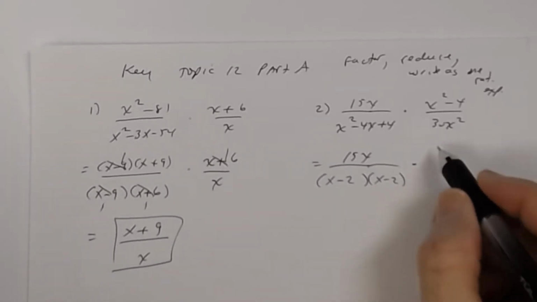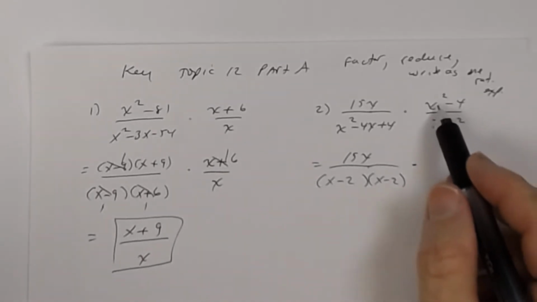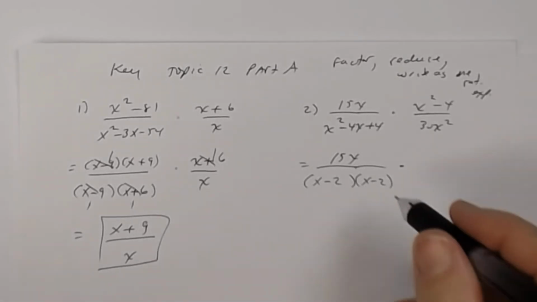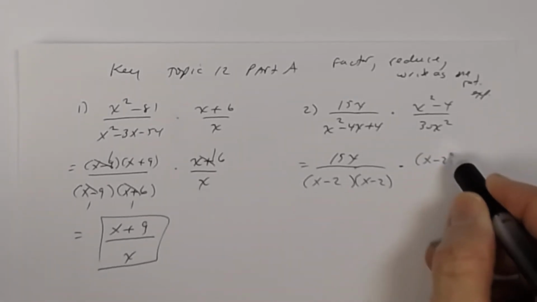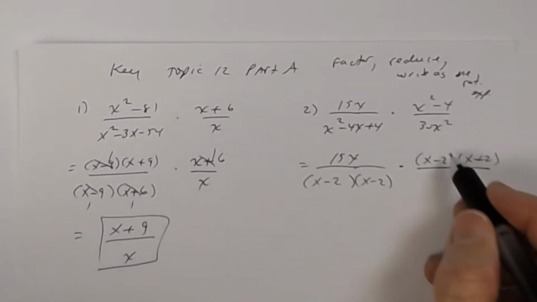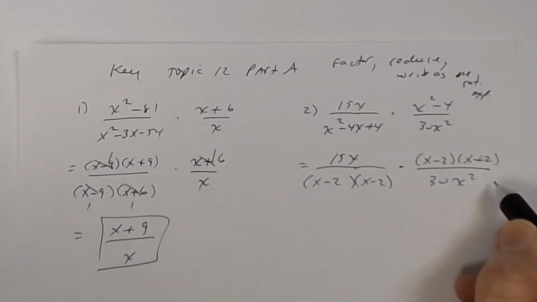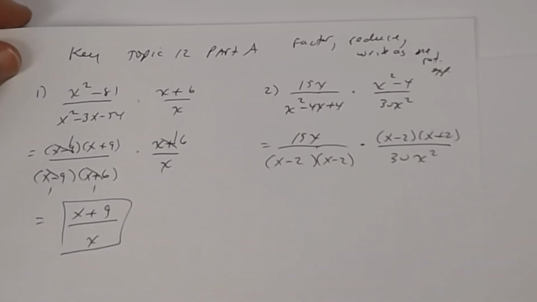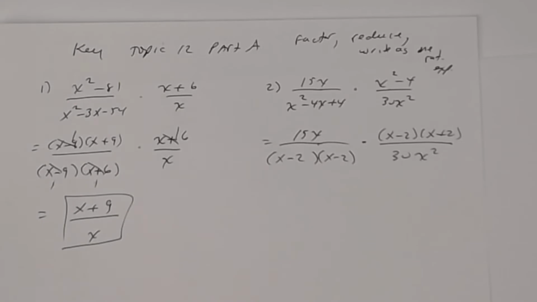Okay, now let's go to the numerator. That is the difference of two squares, so I'm going to factor that as x minus 2, x plus 2, divided by, and then those are monomial factors, so just go ahead and leave it like that. So the first thing you did was factor. The next step is to reduce.